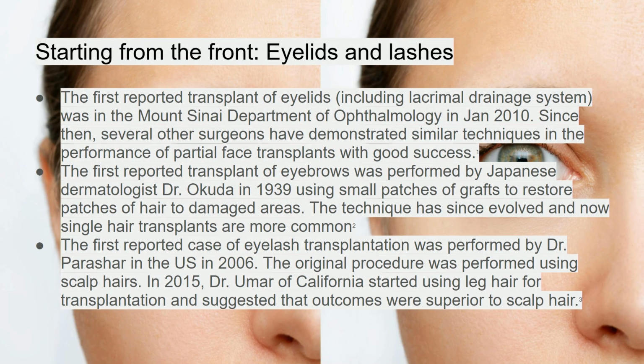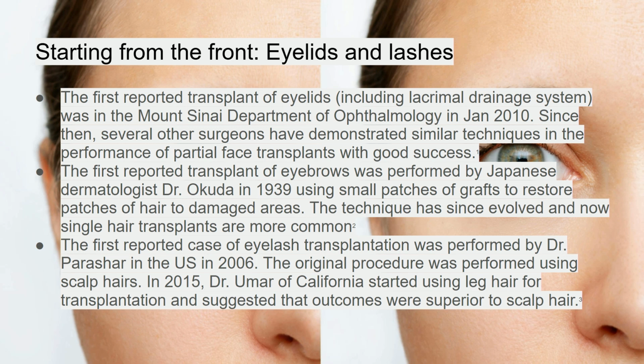We'll start at the front with the eyelids and eyelashes. The first reported transplant of eyelids, including the entirety of the eyelid and the lacrimal system, was done fairly recently in January of 2010 in the Mount Sinai Department of Ophthalmology. Since then, several other ophthalmologists have replicated this and had good results. So that's probably going to continue to gain more interest and become more common as time goes on.